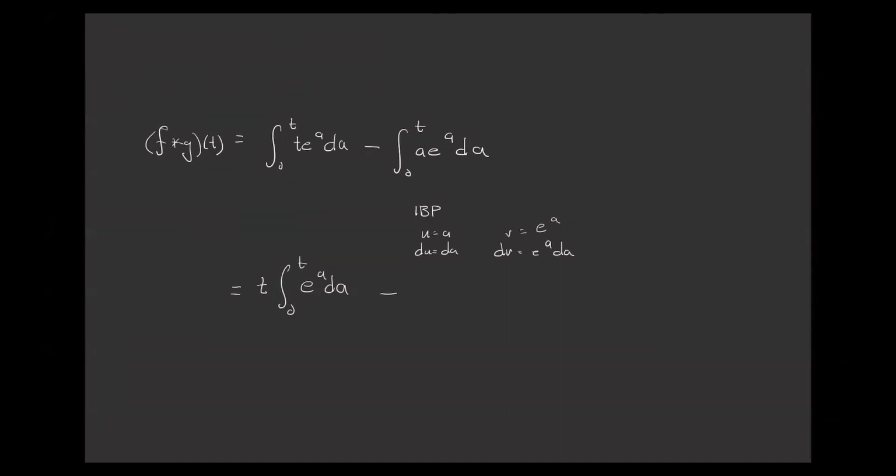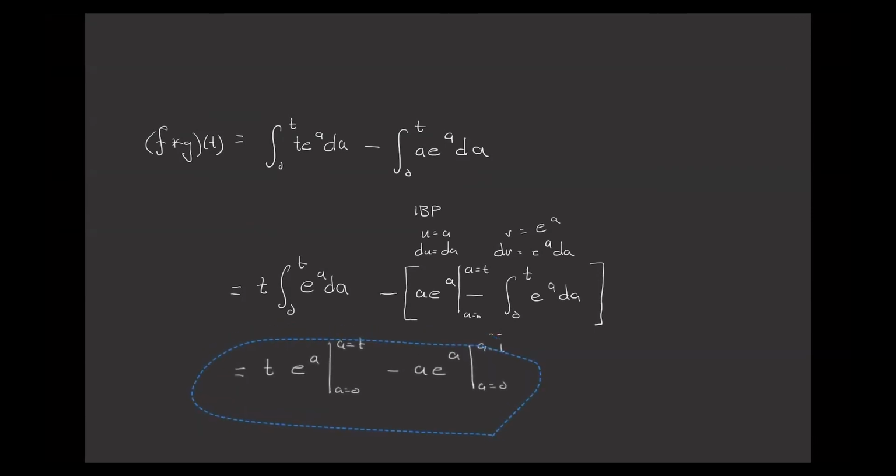And this will then be uv, which is a e to the a, minus the integral of v du, and v, so it's e to the a dA. And moreover, this should be a is equal to 0, a is equal to t. All right. And now with a little bit more work, I think we get this here. And then we get this, a is equal to 0, a is equal to t. And then finally, we get another one of these, e to the a.